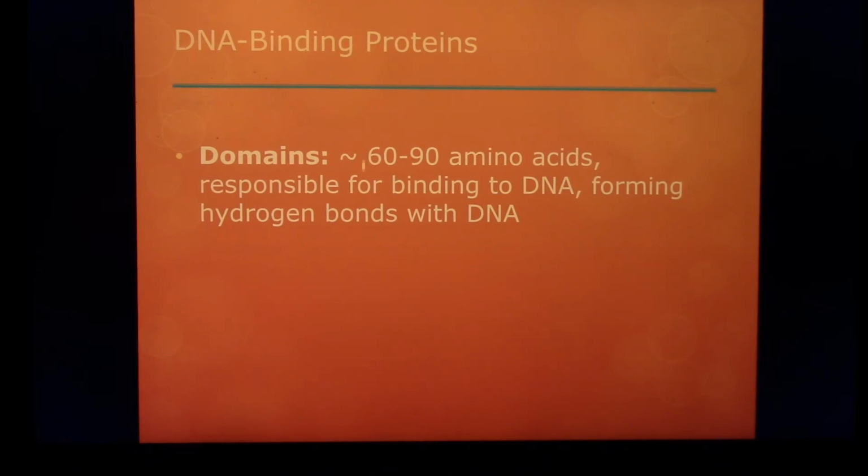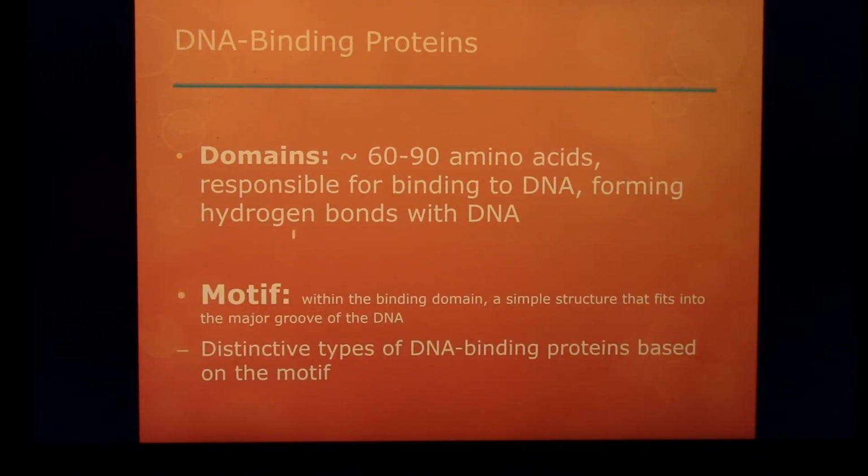And part of that 300, maybe a third of it, is a subset of amino acids that is responsible for binding to DNA. In other words, they have a function, and that is to bind DNA, forming hydrogen bonds with that DNA. So they're not covalent bonds, they're hydrogen bonds. This is a temporary association. So they have a portion or domain of the whole polypeptide chain that is devoted to interacting with DNA. Within this domain are things called motifs.